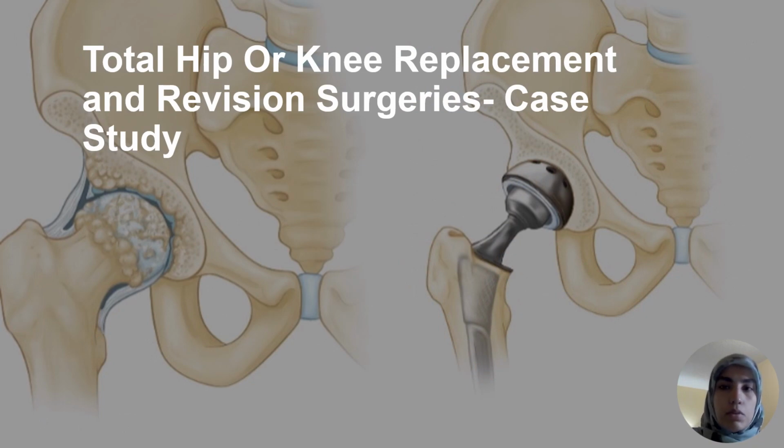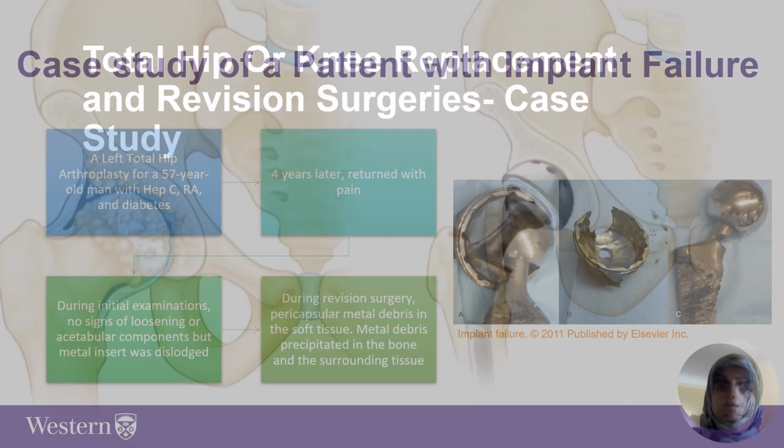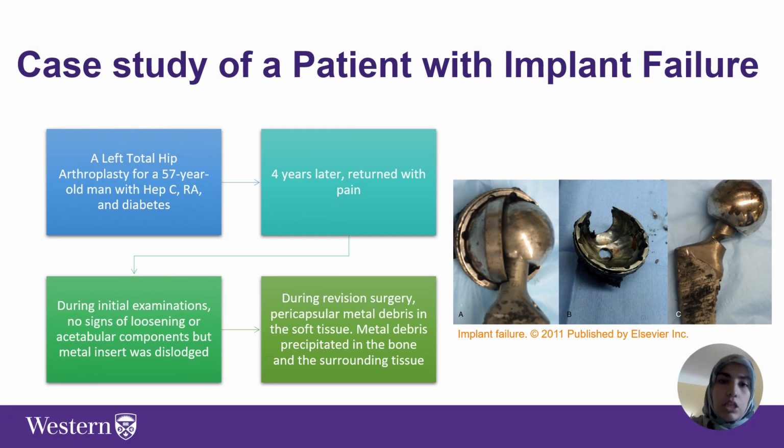Here is an example of a patient with implant failure. A 57-year-old man with a medical history of hepatitis C, diabetes, and rheumatoid arthritis, who got a new artificial joint implant in the left hip, returned with hip pain after 4 years. On the initial examination, there were no signs of loosening of the implant. However, the metal insert was seen to be completely dislodged from the acetabular shell and rotated approximately 90 degrees. During revision surgery, metal debris was seen in the soft tissue. Also, metal debris had penetrated into the bone and the surrounding tissue.